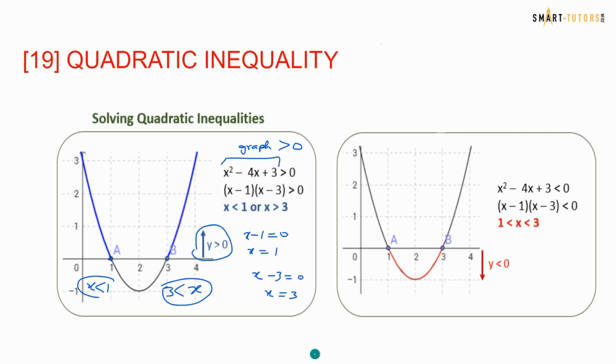So two separate answers is the solution for this first type. Second type, the same answer. The question is x squared minus 4x plus 3, but the only difference is less than or equal to 0. Less than means below the x-axis. That means the answer is the curve colored in red. So x is between 1 and 3. That is the answer for topic number 19.